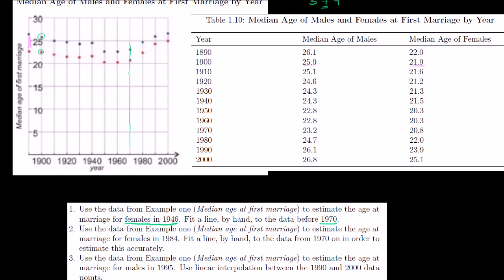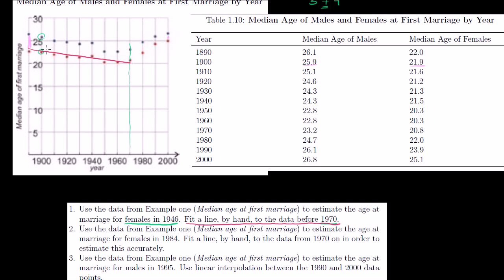Let me draw a better one than that. Let me draw it in red, because we're dealing with the red data. So I want to go all the way to 1970. It would have been nice to have a line drawing tool. Maybe the line might look something like that. There are actual mathematical ways to figure out the best fit line. We won't go into that right now. That's called linear regression, but I just eyeballed it. That line looks like a pretty good fit for all of that data. None of the data is too far away from that line. So that's what they mean by fit a line by hand to the data before 1970.